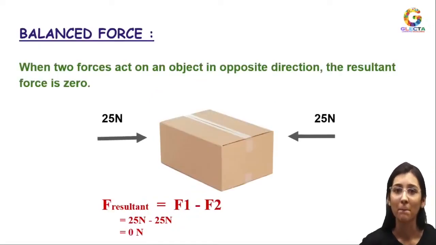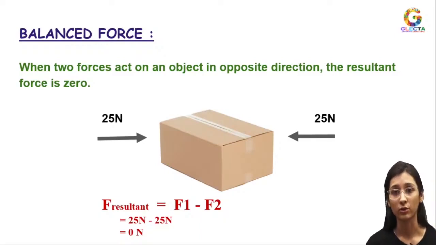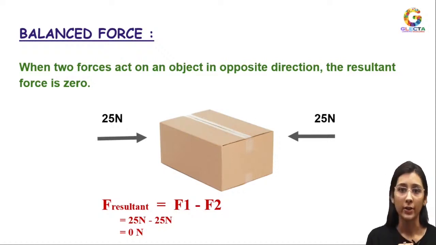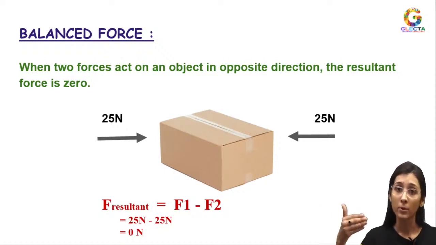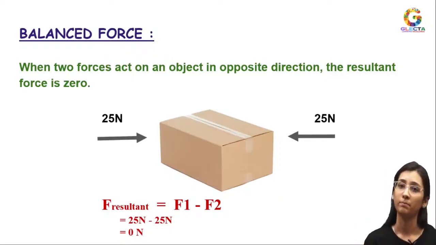Now the another term, balanced force. So the balanced force, what it says, is that the object will remain in balance, in the state of balance. Fine. So when two forces act on an object, alright, there will be at least two forces applied on an object in opposite direction. From an opposite direction, forces are being applied on an object. The resultant force is 0.